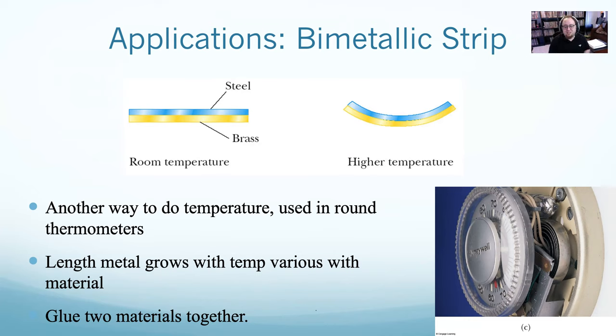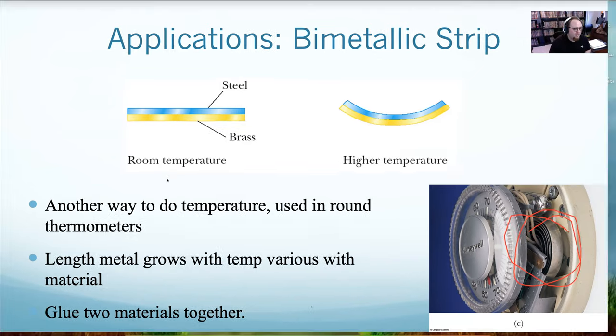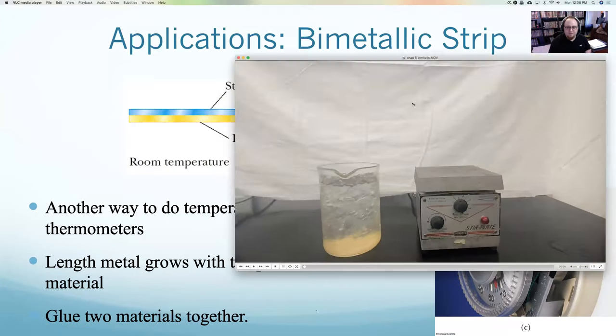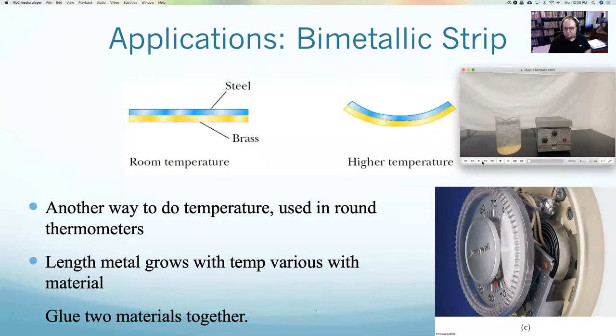A bimetallic strip, and the bimetallic strip in this picture is right here. A bimetallic strip is two pieces of metal glued together, two different types of metal that will grow differently with temperature. And what you'll find is if you take a bimetallic strip and mess around with its temperature, it'll start to bend. The reason for this bend is that different metals will grow different amounts, so one metal will grow longer than the other.